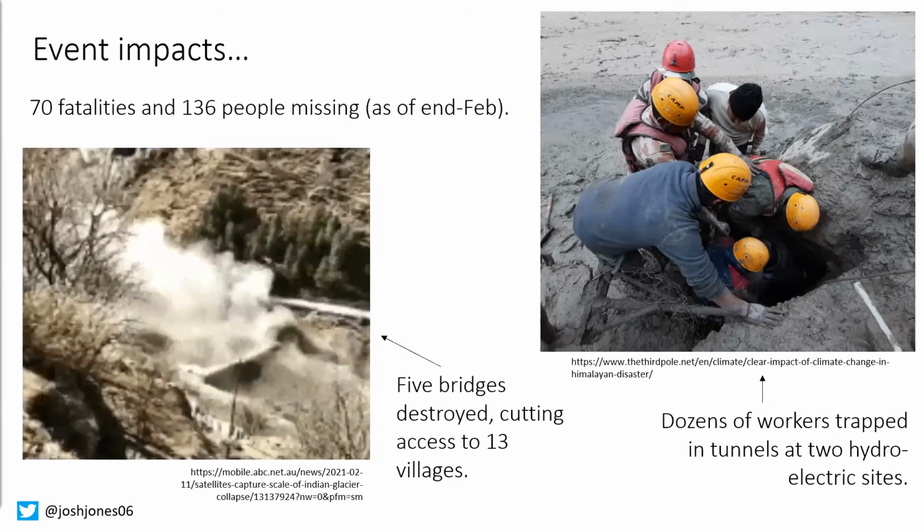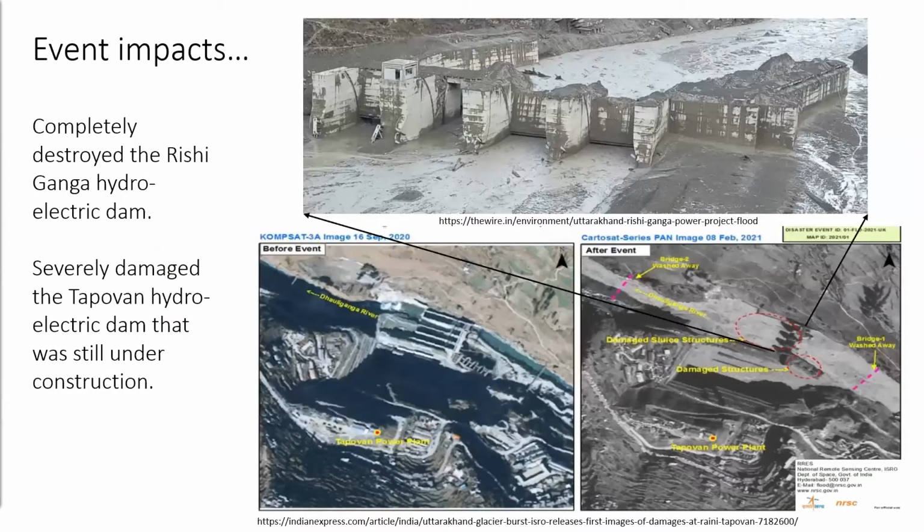This event also had a big impact on infrastructure. This is another still from a video showing a bridge. That's a bridge where I've highlighted that is at the moment of being wiped out by the front of this flood surge. The event also completely destroyed one hydropower dam and severely damaged another. You can see in these images, particularly the top photo, that this dam has been completely silted up by rock and debris deposits from this surge.